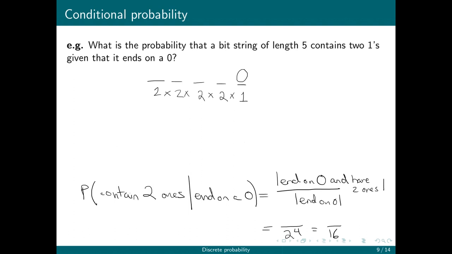All right, and we know that if I've got to choose two of them to be ones, then I'm going to use a binomial coefficient to calculate that. I've only got four characters to choose from, so the numerator is going to be 4 choose 2. And we remember that 4 choose 2 is 6. So the answer to this question is 6 over 16.